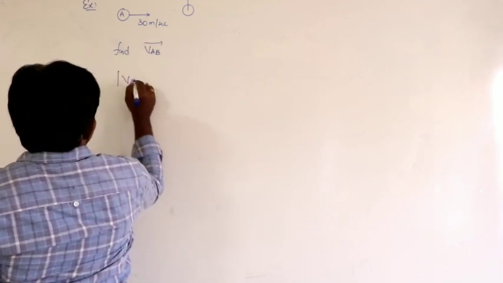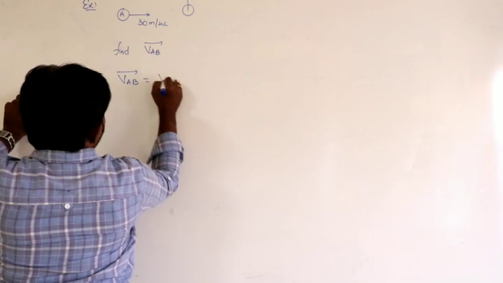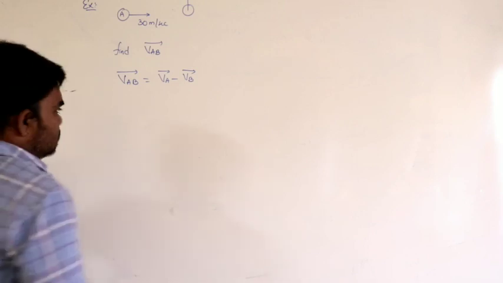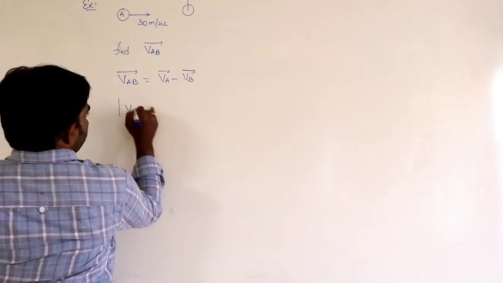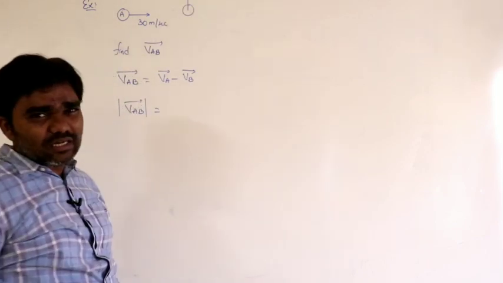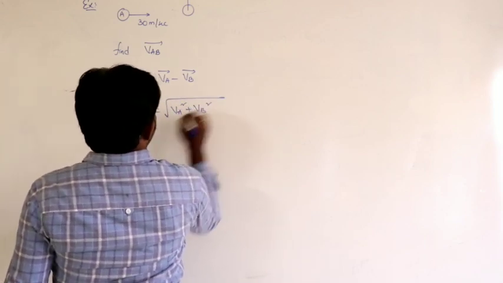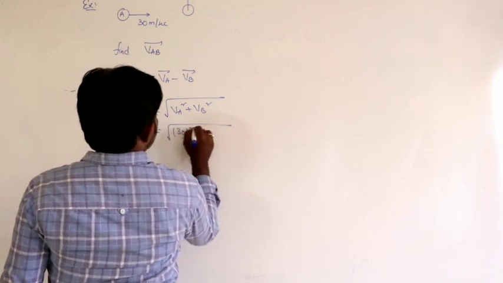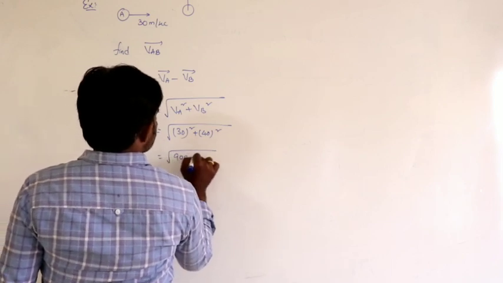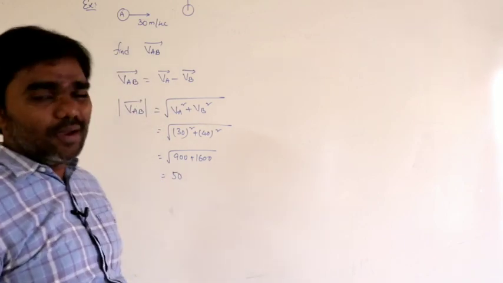So the magnitude of velocity, generally according to the definition, the velocity of A with respect to B can be written as VA bar minus VB bar, no doubt about that. One is towards east, another one is towards north. What is the angle between east and north? 90 degrees. So simply we can write it as root of VA square plus VB square, which is 30 square plus 40 square, 900 plus 1600. So this becomes 50. So the magnitude is okay.